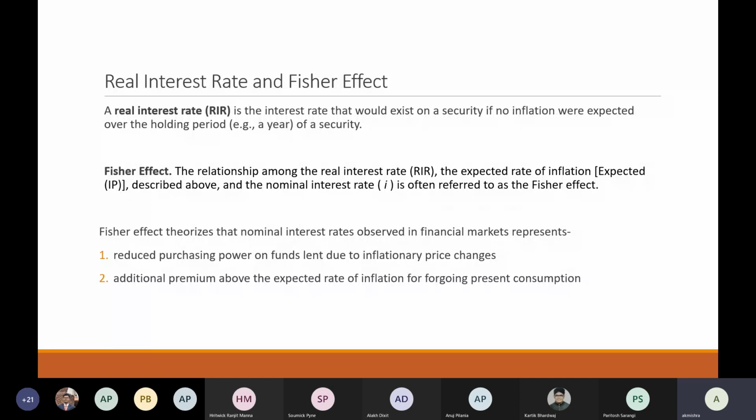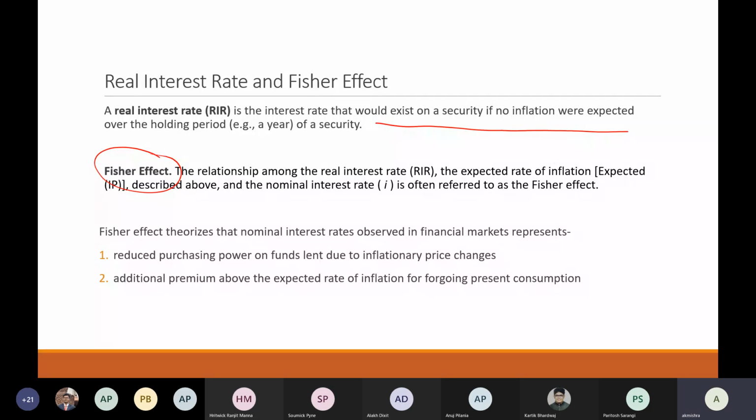And real interest rate is the interest rate that would exist on a security if no inflation were expected over the holding period. So to relate real interest rate and nominal interest rate with inflation, Fisher has given one theorem. We call it the Fisher effect. So what is the Fisher effect?